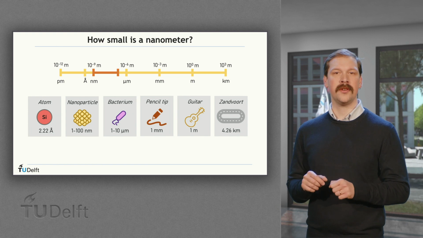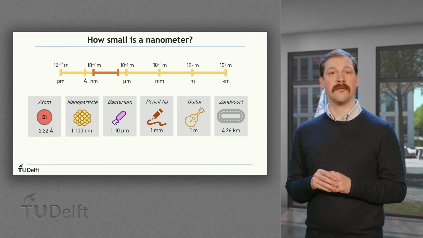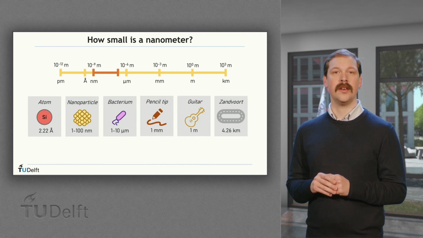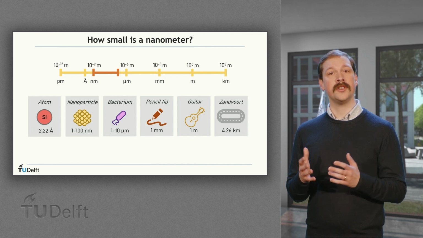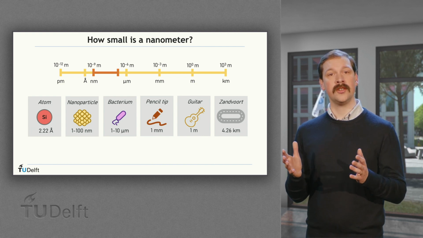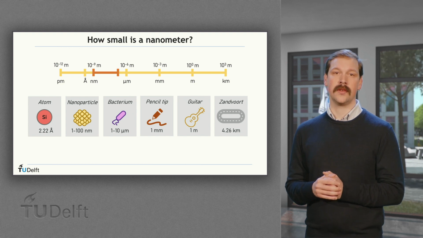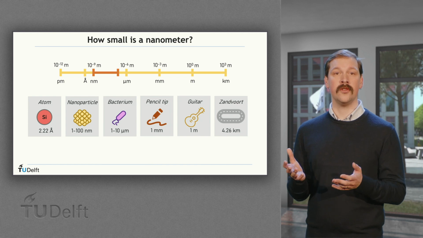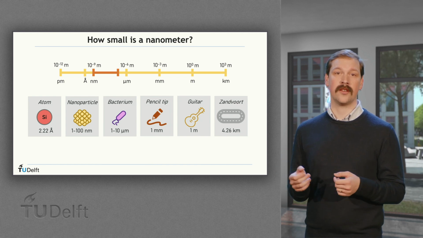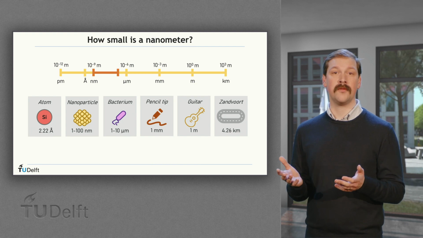A pencil tip is 1 millimeter in diameter. That is still a million times bigger than a nanometer. Nanochemistry, and more in general nanotechnology, employs nanomaterials, that are materials that are between 1 and 100 nanometers in size. If we consider that the diameter of an atom is in the range of a few Angstroms, or tenth of a nanometer, we see how nanomaterials are formed by only a few hundred atoms.